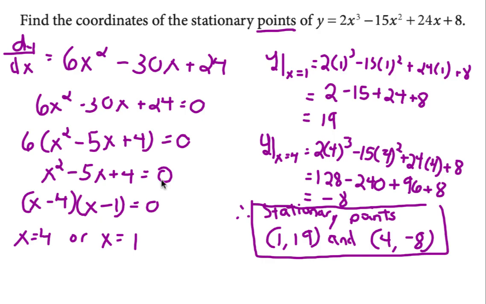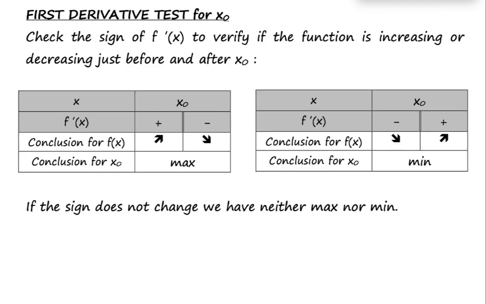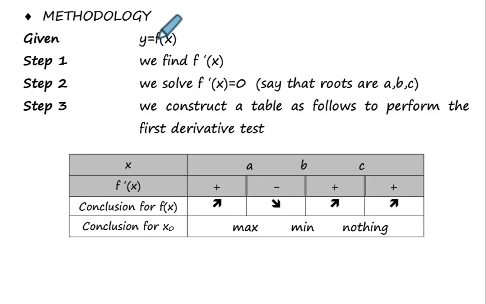We know how to identify stationary points. We need to figure out how to determine if those stationary points are local maximum or minimum. We have two methods of doing this. The first method is called the first derivative test. In order to do the first derivative test, we're going to check the sign of f'(x) to verify if the function is increasing or decreasing just before and after our stationary point. So if the function is increasing and then decreasing, that stationary point will be called a maximum. If the function is decreasing and then increasing, the stationary point is called a minimum.